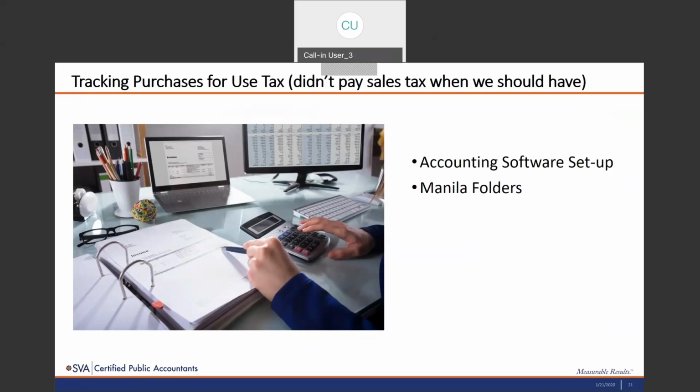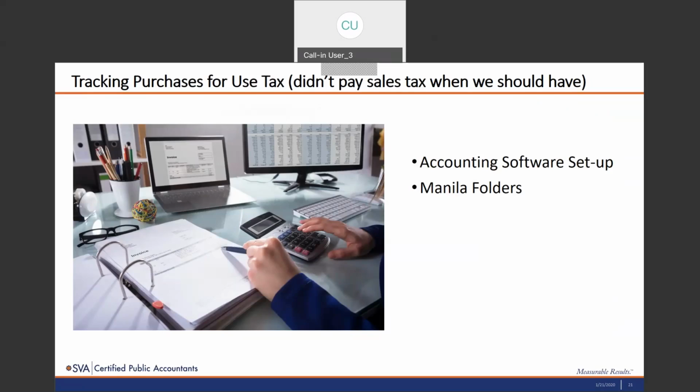So looking at that first item, the accounting software, one thing that you could do is, for your categories, let's use dental supplies. You could set up two different dental supply codes in your accounting software system: dental supplies, charged sales tax, and dental supplies where no sales tax was charged. So you could use that information, and then depending on when you pay that invoice, code that to those two categories.